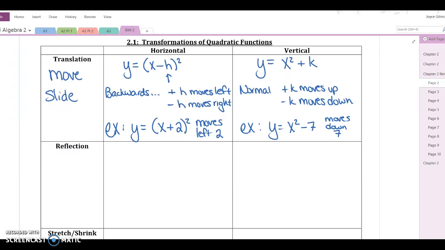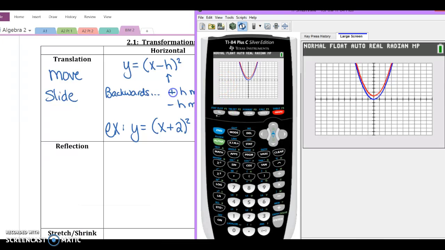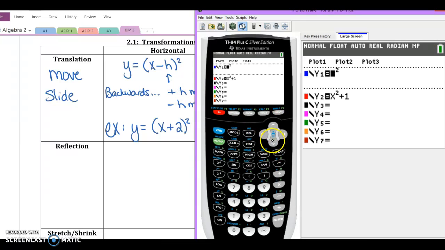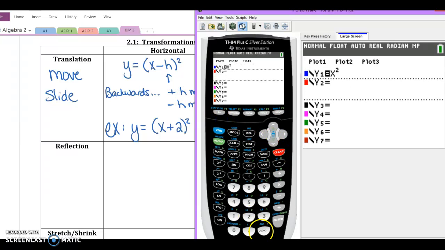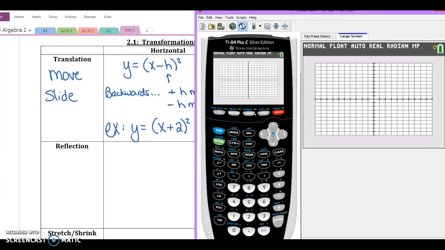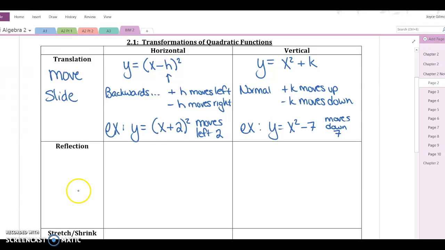All right, reflections. We're going to start with a vertical reflection. And to do this, on our graph, I'm going to punch in negative x squared. I want you to see what happens. What happened? It flipped over the x-axis. So a reflection, if we have y equals negative x squared, it will flip it over the x-axis.